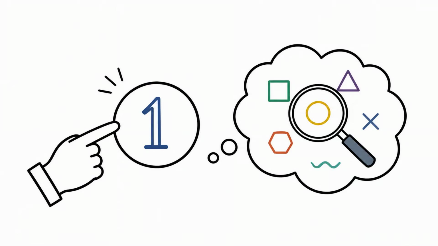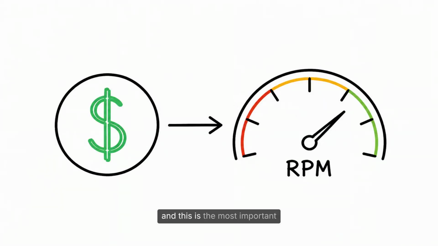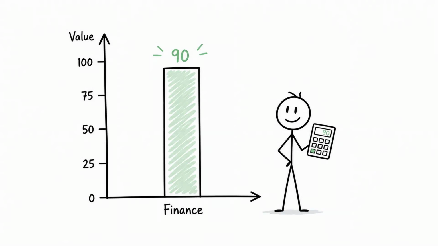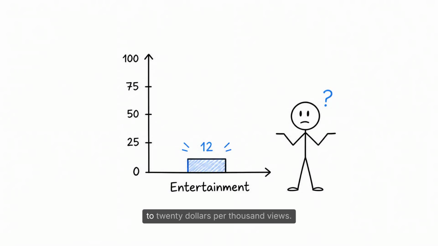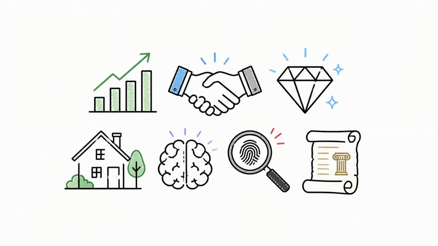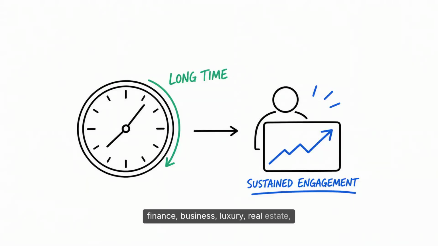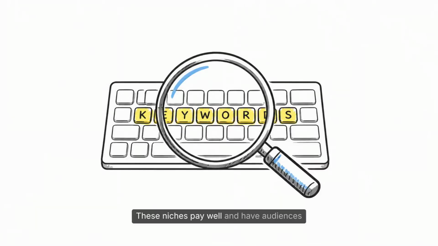Step 1. You pick a niche. And this is the most important decision you will make. The niche determines your RPM, which is how much advertisers pay you per 1,000 views. Finance channels can earn $15 to $20 per 1,000 views. Entertainment channels might earn 2 or 3. Pick a niche with high advertiser demand. Finance, business, luxury, real estate, psychology, true crime, history. These niches pay well and have audiences that watch for a long time.